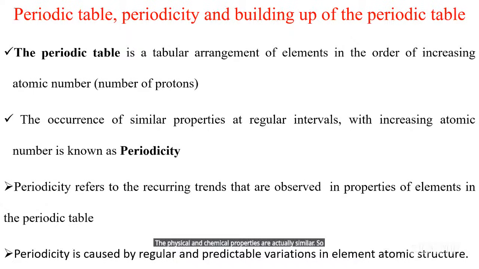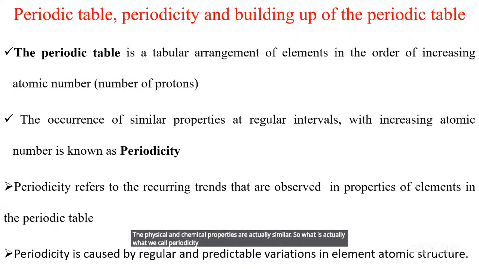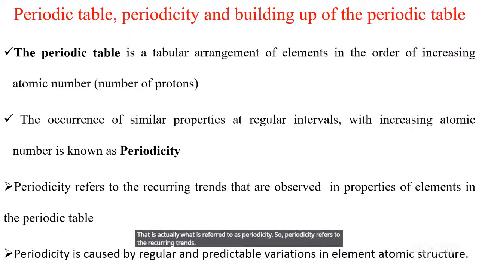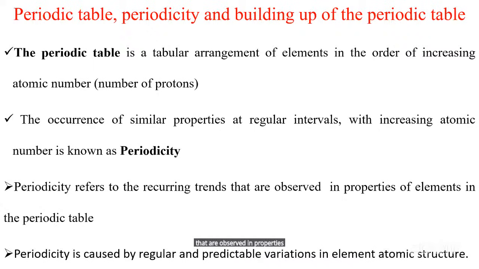So what is actually what we call periodicity? That is the recurring trend. When there's a recurring trend in the physical or the chemical properties, that is what is referred to as periodicity. So periodicity refers to the recurring trends that are observed in properties of elements in the periodic table. And because of this periodicity, we'll be able to have variations, especially in terms of the atomic structure and also some physical properties.